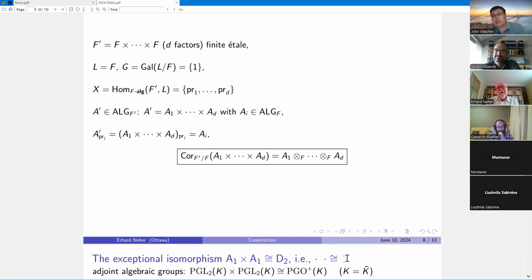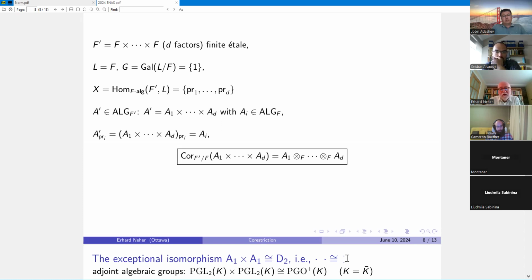Now, whenever you have a category whose isomorphism classes are given by Dynkin diagrams, then this exceptional isomorphism will tell you, yes, there must exist an isomorphism of the object. So, for example, this works for semi-simple Lie algebras over algebraically closed fields of characteristic 0. SL2 times SL2 is isomorphic to SO4. But it also works for adjoint algebraic groups.